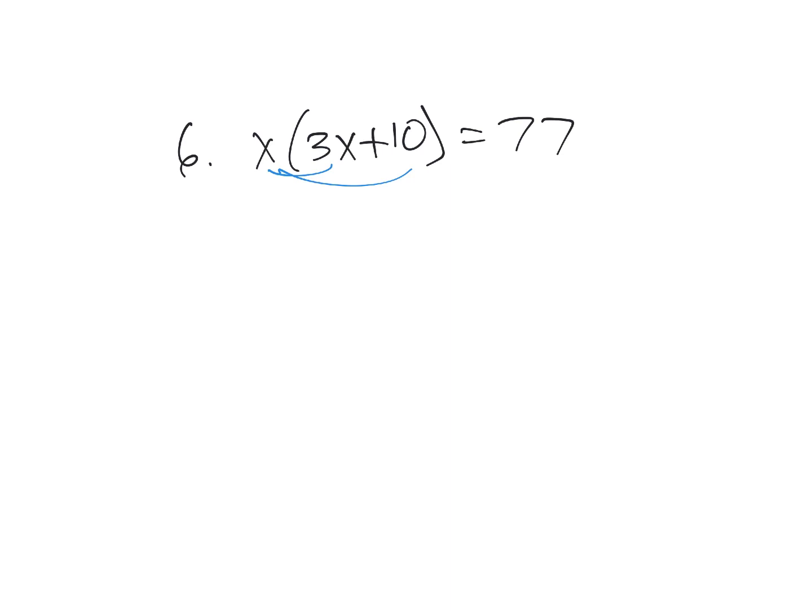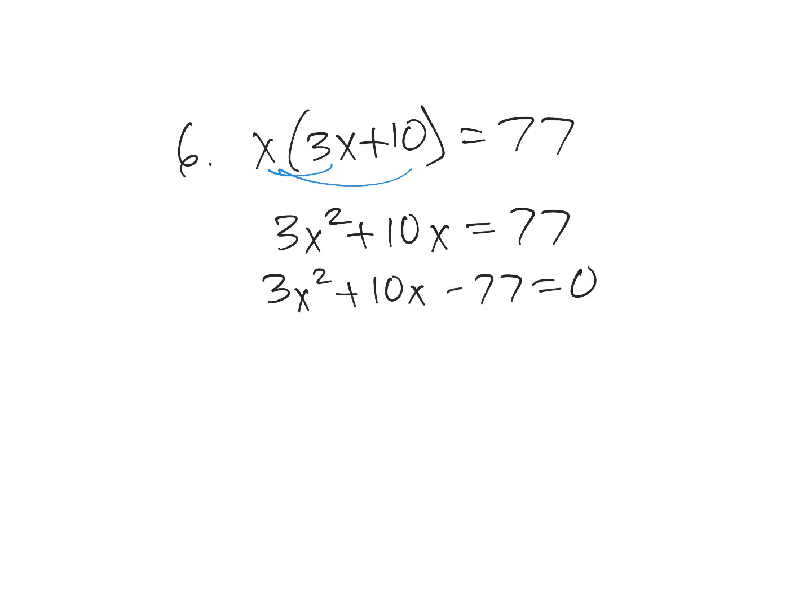Let's go ahead and go through that. That's going to be 3x squared plus 10x equals 77. In order to factor, we need everything on one side. So 3x squared plus 10x minus 77 equals 0. All right, the 3x is easy. Now we've got to do 77. So always use the middle ones first, the best you can.